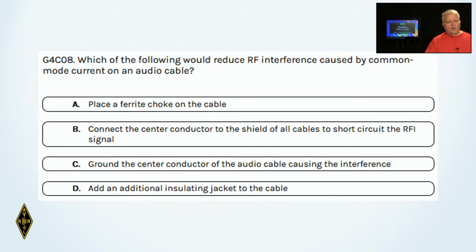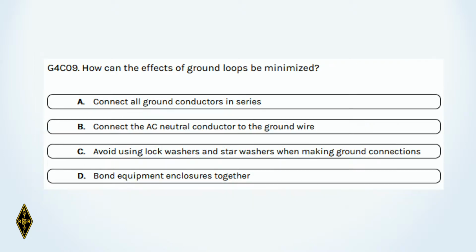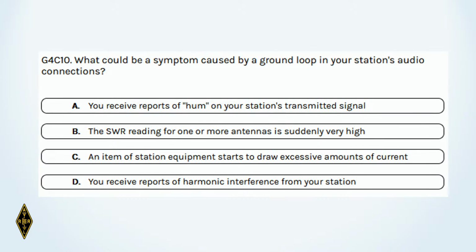And which of the following could or would reduce RF interference caused by common mode current on an audio cable? Alpha. Yep, ferrites. Ferrites are your friend. Place a ferrite choke on the cable. And how can the effects of ground loops be minimized? Alpha. No, it's Delta. Bond equipment enclosures together. Don't rely on the audio or RF cables connecting them together. Bond the chassis together. And what could be a symptom caused by a ground loop in your station's audio? Hum. Yeah, you receive reports of hum on your station's transmitted signal.